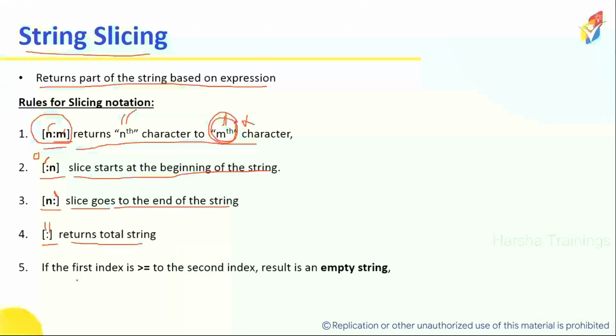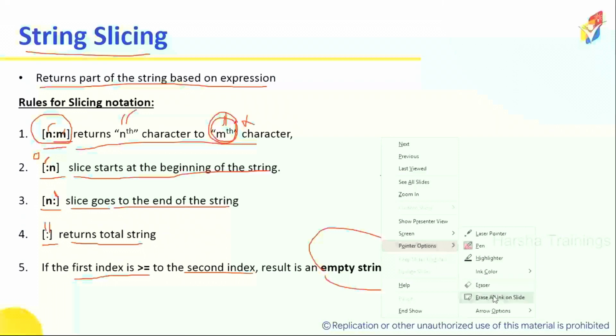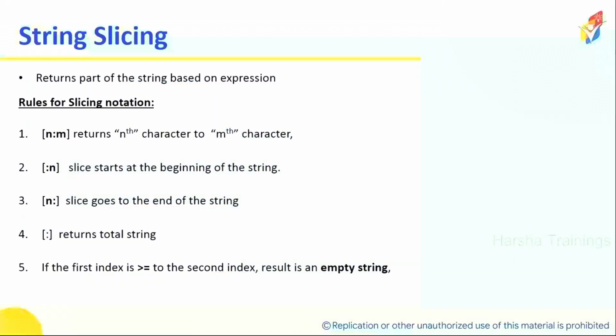Rule number 5: if the first index is greater than the second index of a string, it returns an empty string. Now I will discuss some 10 to 15 examples, if you permit me. Kindly note down these 5 rules. Then I will start the beautiful applications. Clear? Can you please respond? Please do it. I will wait.